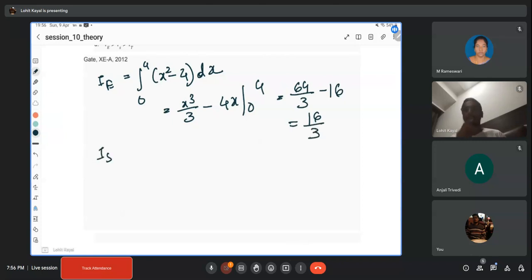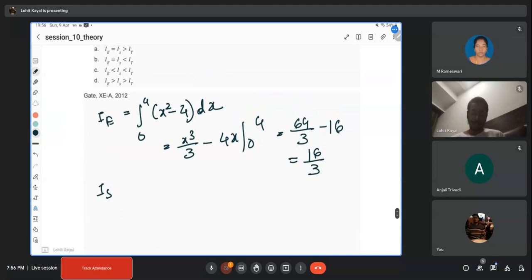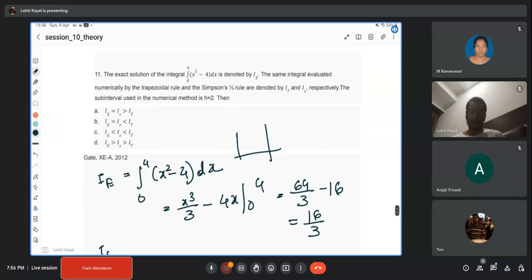Now, while discussing Simpson's rule, I have told that the basis function for Simpson's rule is the quadratic polynomial. So if my function is already a quadratic polynomial, then Simpson's rule will give the exact answer. Here I have x square minus 4. So let's verify if Simpson's rule can give me the exact answer.